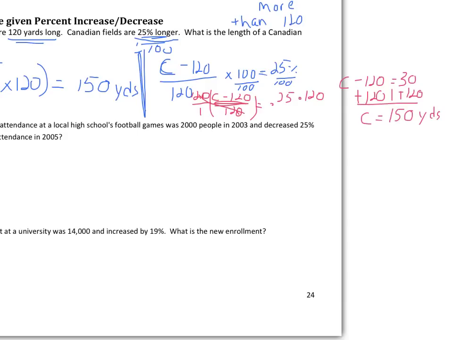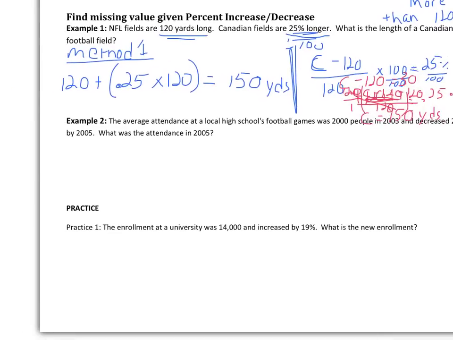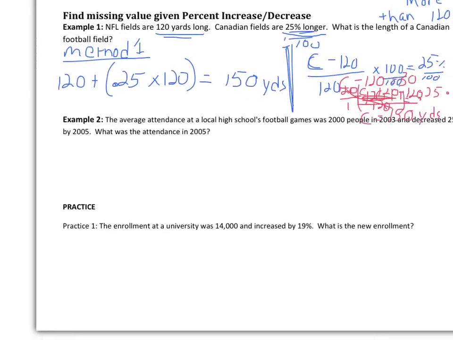Okay. You notice you get the same thing using both methods. The first method is kind of writing an equation. The second method is using the percent of change formula. Okay. Let's go on and do example 2 quick.